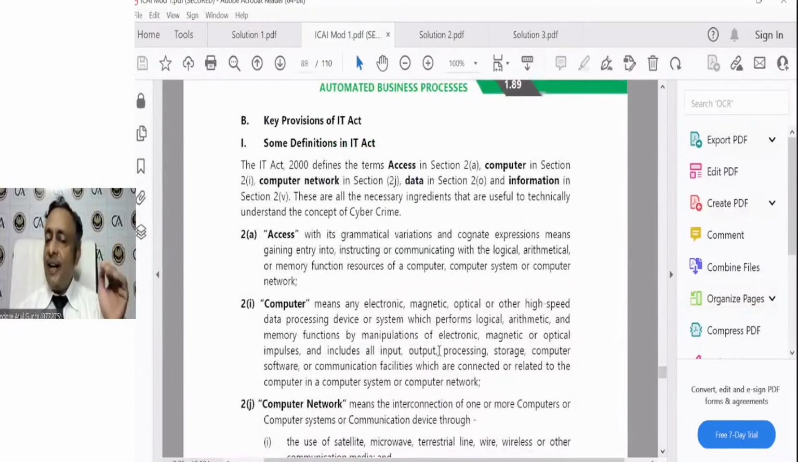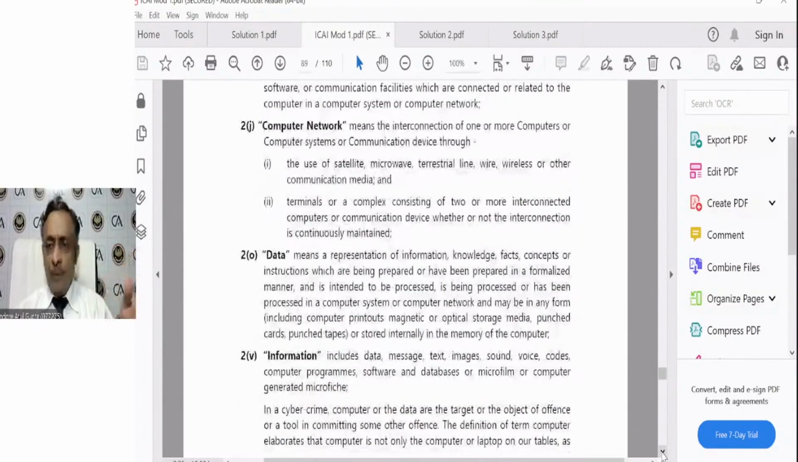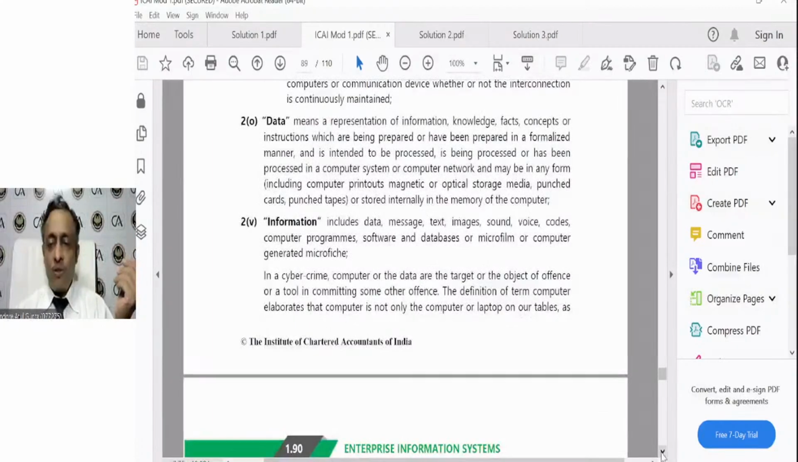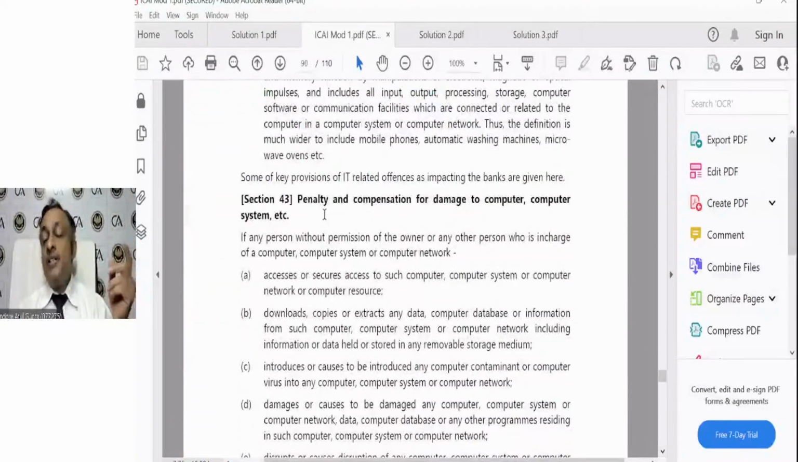Then key provisions. There are a lot of definitions. I'm not reading these definitions. Please go through them. Access, computer, computer network. You need to remember. And you'll be reading at different locations also. Information. This is important. Please remember this section word by word.